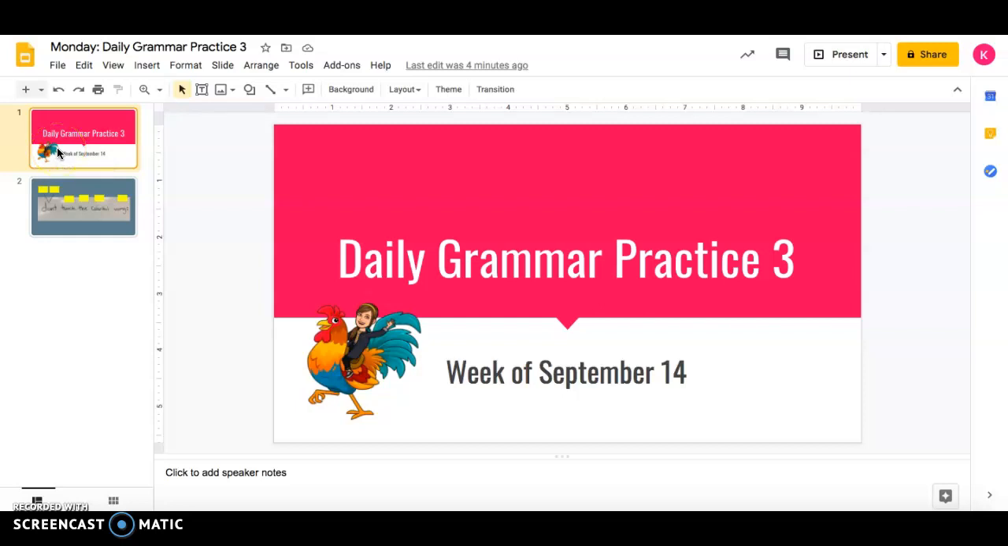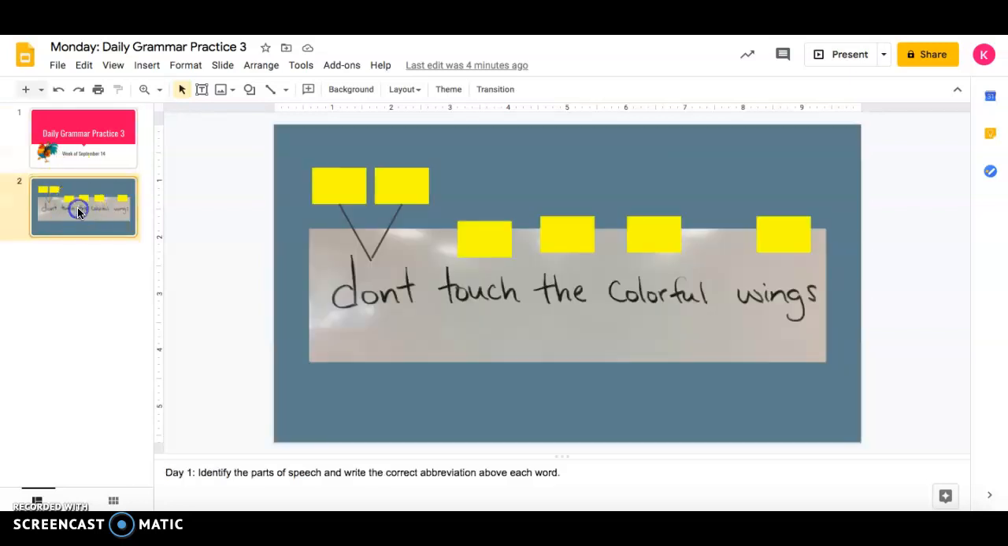Hey you guys, we are on our Monday of our third daily grammar practice sentence. So let's take a peek at our new sentence for the week. It reads, "Don't touch the colorful wings."